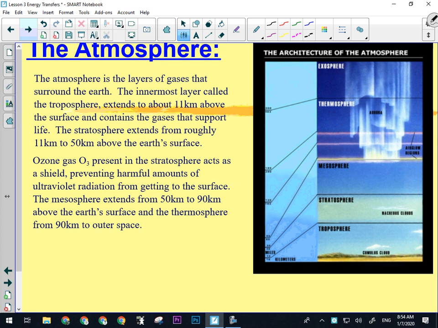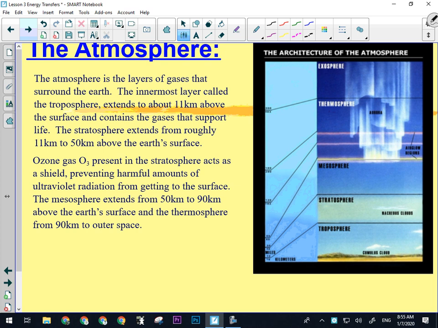And then the layers above that are more about ozone layer, magnetosphere, kind of all of that kind of stuff. They're very thin. You'd never survive in them. But those are the two layers that we're going to be most concerned with. Obviously, the troposphere is the thickest part of the atmosphere because it's closest to the Earth.